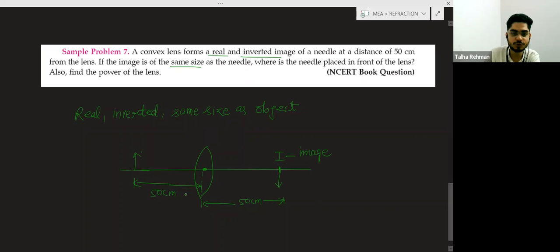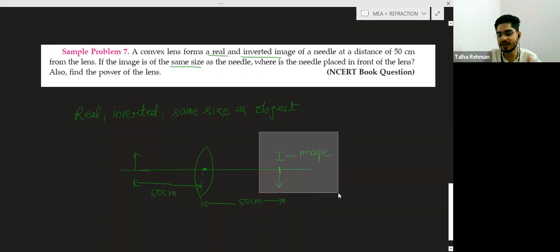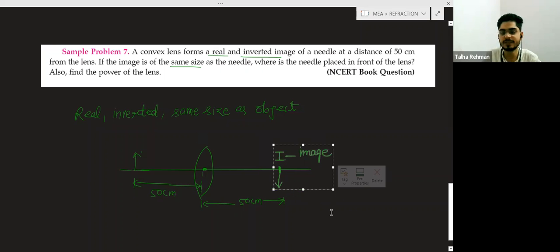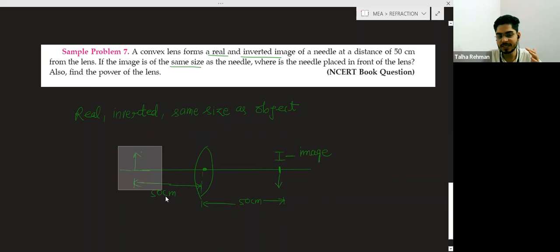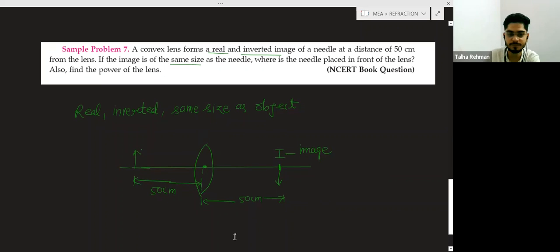So for writing the answer, you will say the object should be at a distance of 50 centimeter in front of the lens, because the image is here and this image is real, inverted and the same size as the object. This is true for the case when we place the object in front of the lens at a distance of 50 centimeter. Why 50 centimeter? Because the distance of the object and the distance of the image would be the same.